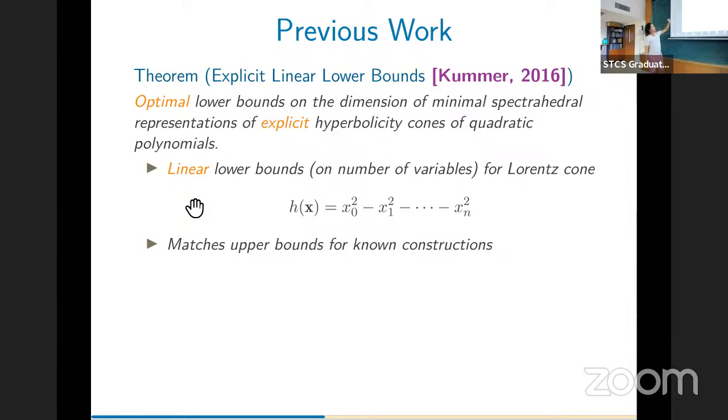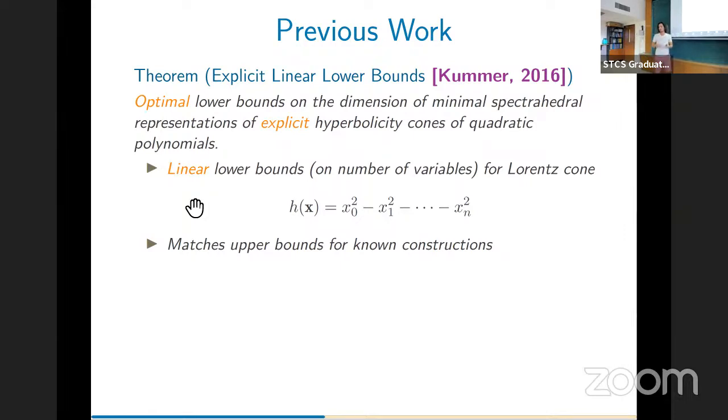The only lower bound that we know is by Mario Kummer in 2016, which gives optimal lower bounds on the dimension of the minimal spectrahedral representation of the Lorentz cone. This is a hyperbolic polynomial in the direction (1, 0, 0, 0), and this is a spectrahedral cone. It's pretty much the cone that you can imagine, right? And then he gives linear lower bounds in terms of n.